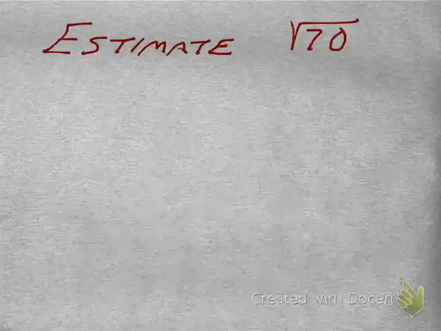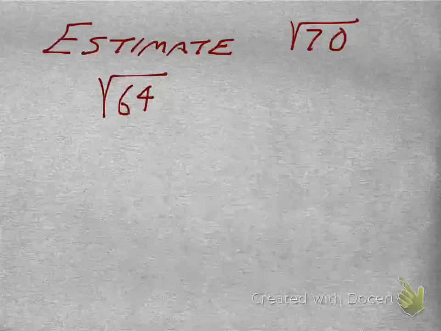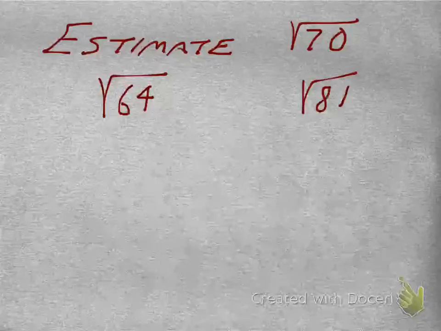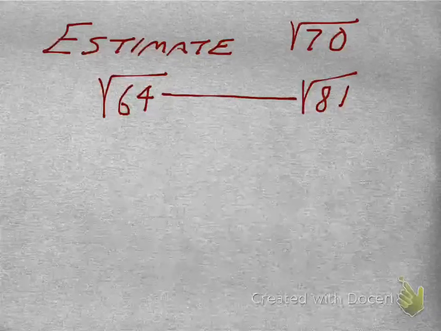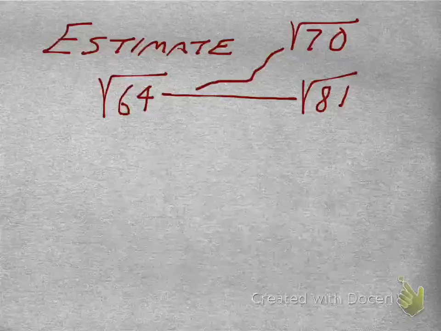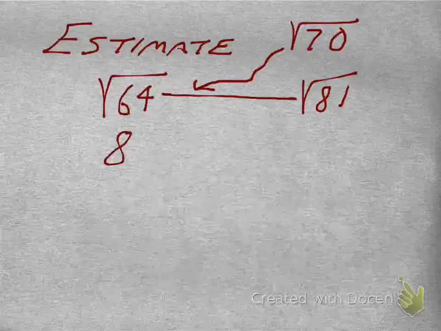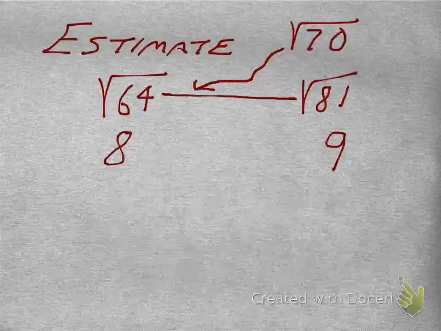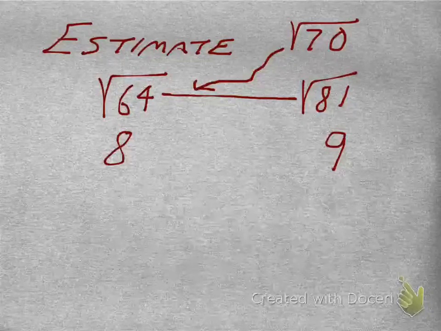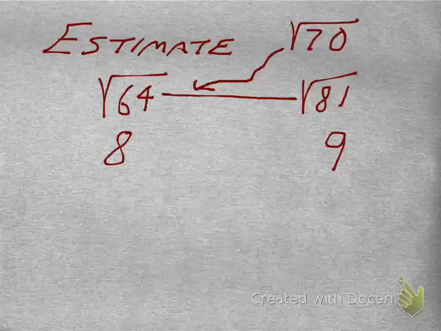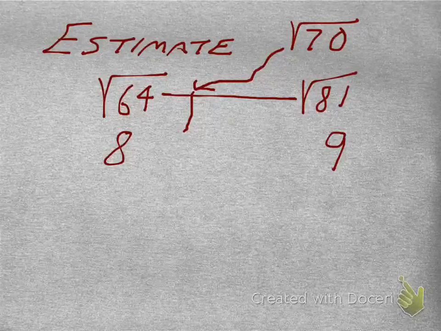Okay, so estimate the square root of 70. The square root of 70 is between the square root of 64 and the square root of 81. 70 falls kind of more towards the 64 side. The square root of 64 becomes 8, and the square root of 81 becomes 9. So a good guess for the square root of 70 might be somewhere in the neighborhood of, well, maybe about 8.3.